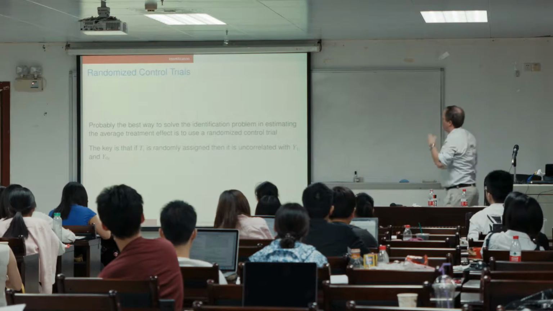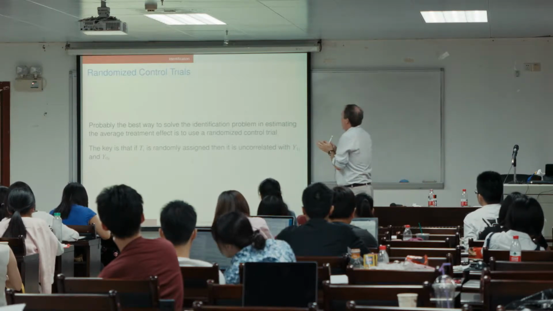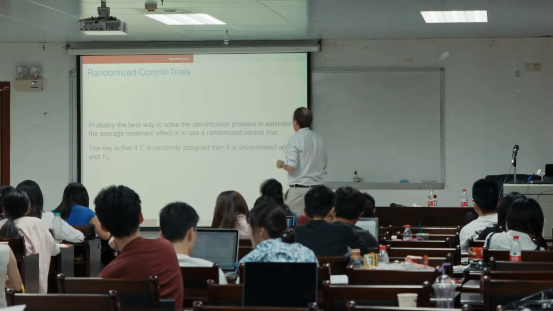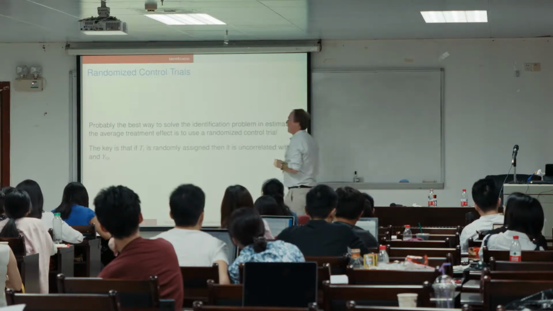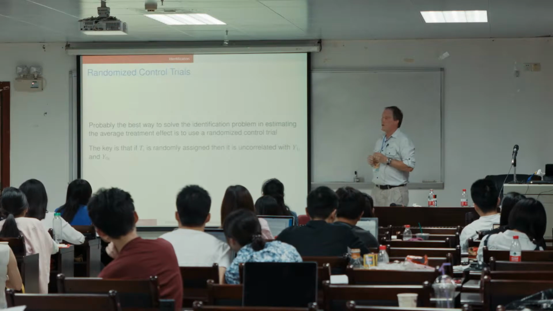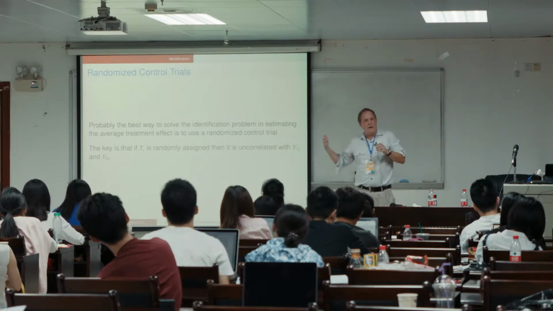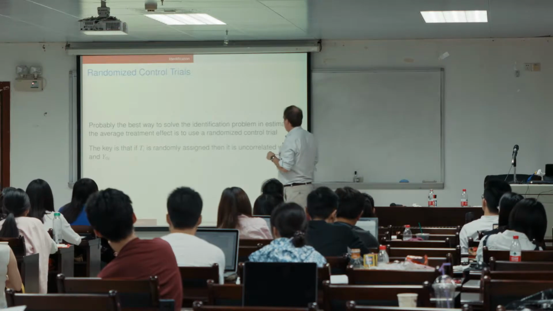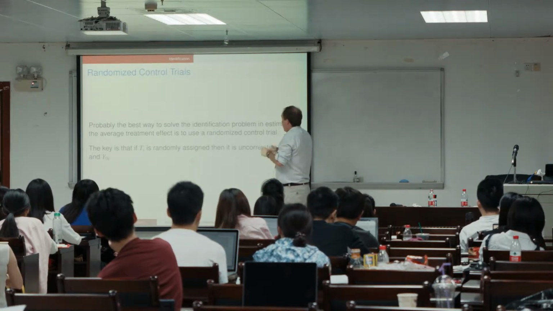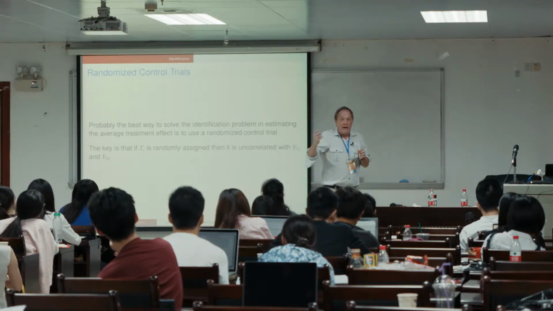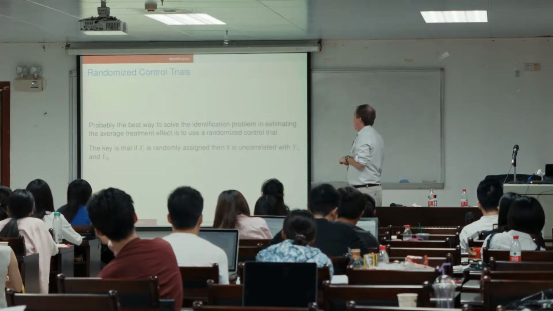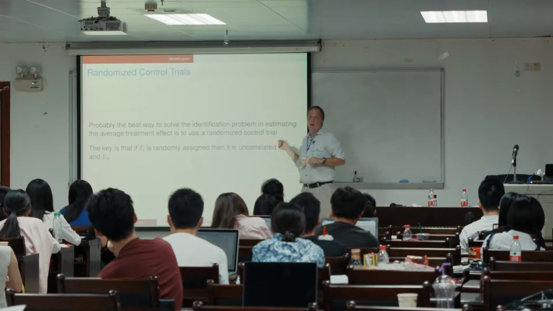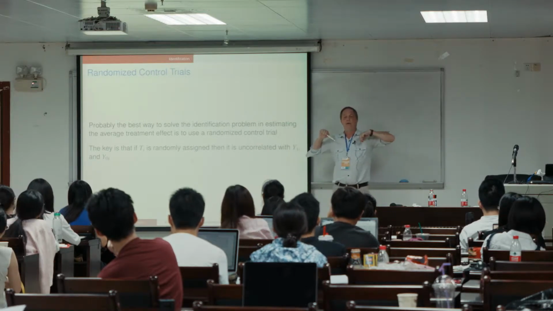So the simplest way to think about solving an identification problem is estimating the average treatment effect. And generally, we think about estimating the average treatment effect as using a randomized controlled trial. Okay. So how does that solve the identification problem? The key idea of a randomized control trial, in the notation that I'm thinking about, is that if TI is randomly assigned, then it's going to be uncorrelated with both Y1 and Y0 by design.